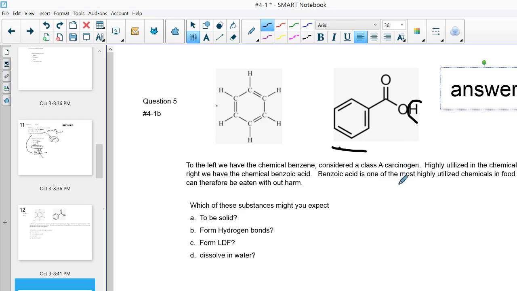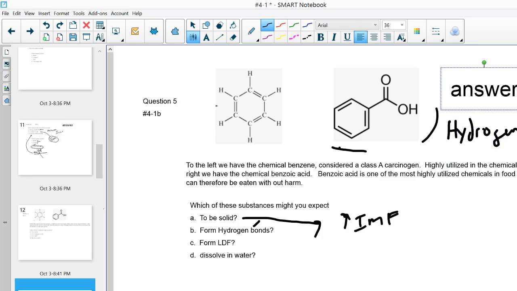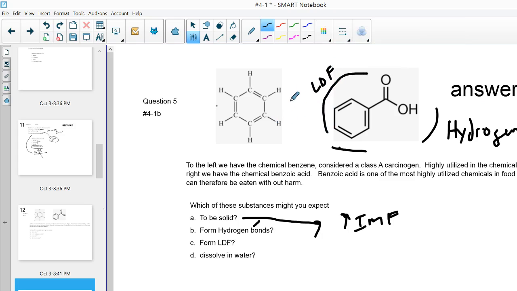So, anyways, what about these things? What's the question saying? Which of these substances might you expect to be a solid? Well, we're looking for a substance that has an increased amount of intermolecular forces. This guy has the ability to hydrogen bond, and it's got a large area here, which could be pretty good at London dispersion forces. And this same thing goes for that guy.